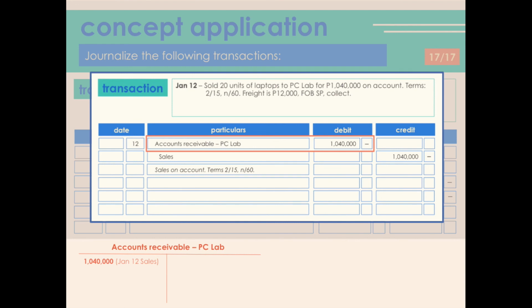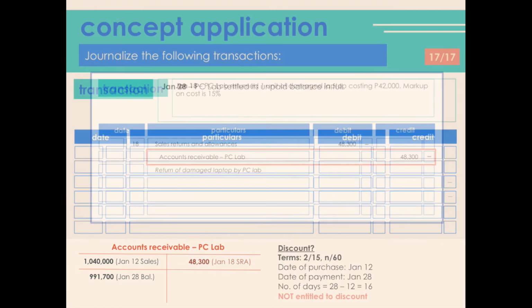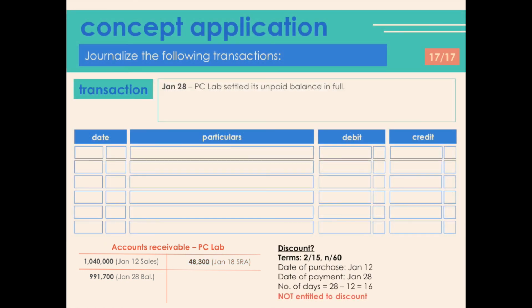Referring to the January 12 entry, the accounts receivable was debited for 1,040,000 pesos for the sale. Referring to the January 18 entry, the accounts receivable was credited for 48,300 for the return. We can now compute for the outstanding balance as of January 28, which is 991,700 pesos.